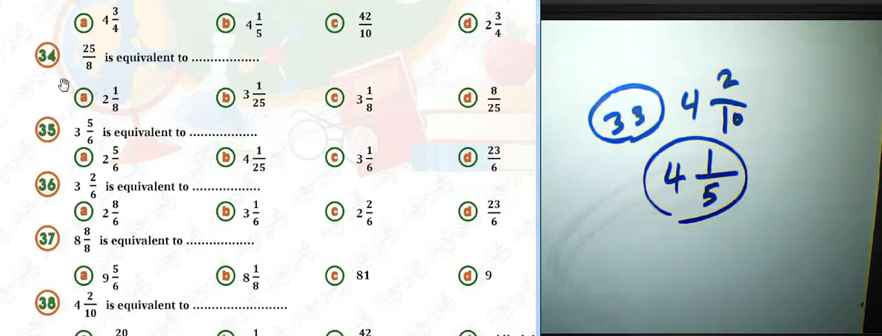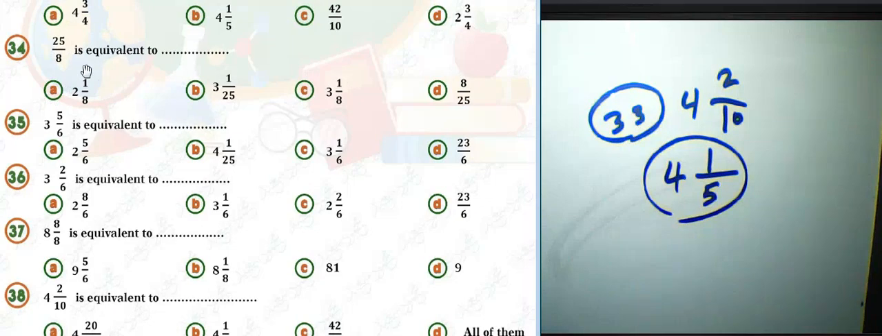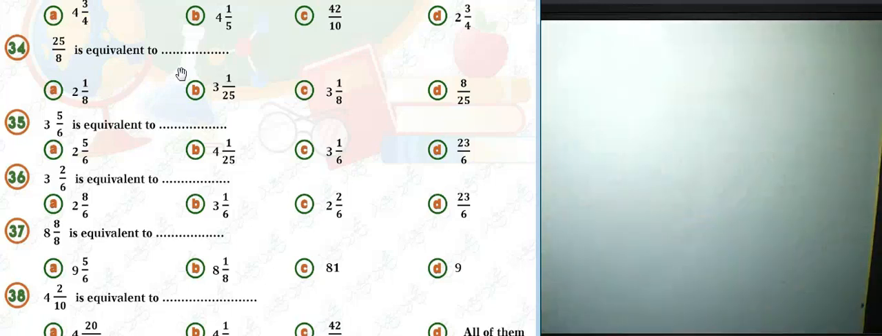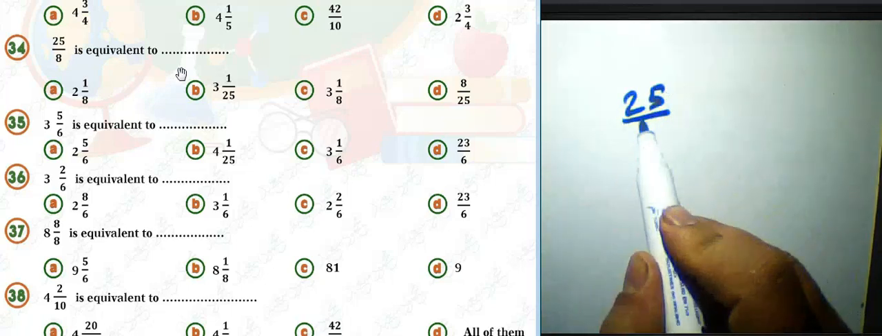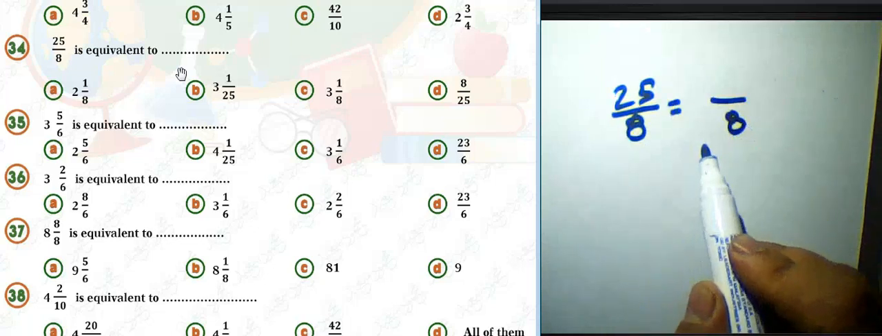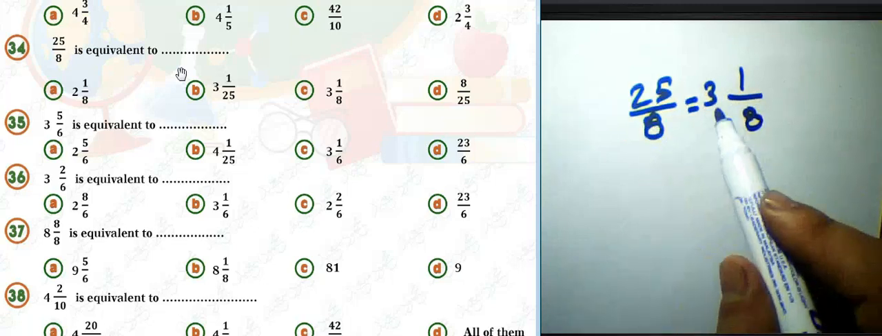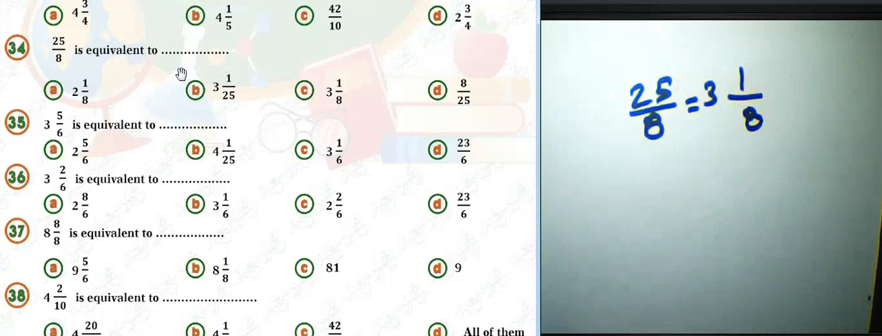Question 34. 25 over 8 is equivalent to. Convert from improper to mixed number. 25 over 8 equals. Write 8 in the denominator. 3 times 8 equals 24 and the remainder is 1. So 25 over 8 equals 3 and 1 over 8. Choose letter C about question 34.